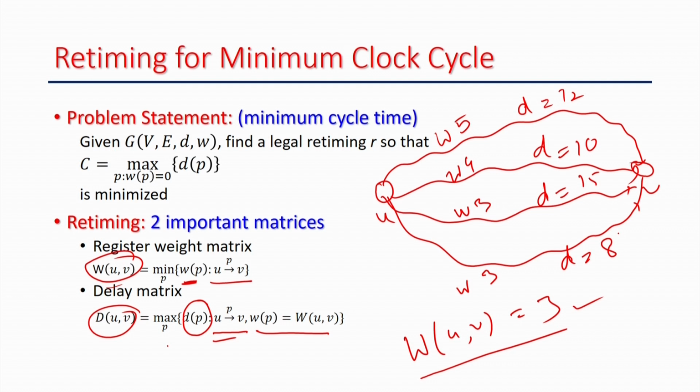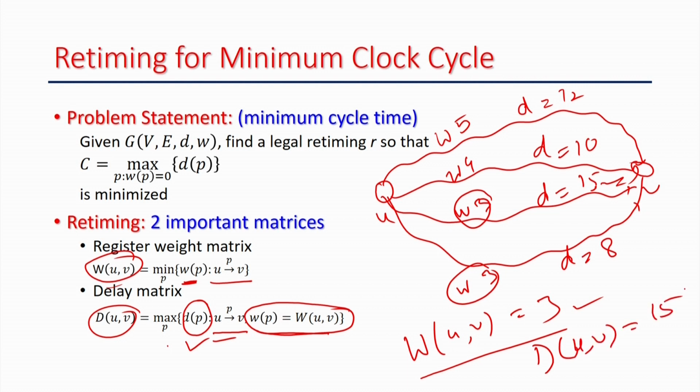Okay. So, I am going to consider the maximum delay, which is basically this 15, but I am going to consider only the paths which have the minimum number of registers. So, although there are 4 paths, I am going to consider only these 2 paths because they have the minimum number of registers, and then I consider the path which has the maximum delay value, which is 15. So, D(u,v) will be 15 for this.